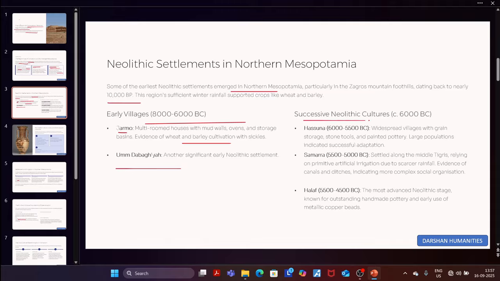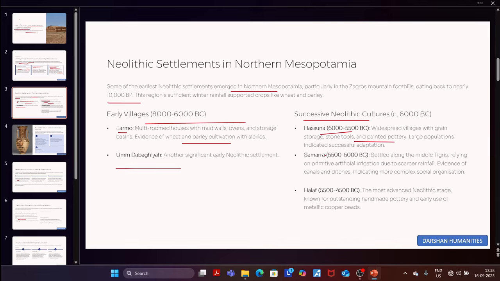Successive Neolithic cultures emerged from around 6000 BC. Food production was widespread, which led to further evolution in the Neolithic culture. First came Hasuna from 6000 to 5500 BC. It was a widespread settlement with multi-room houses and grain storage, used stone bladed sickles, and produced painted pottery with geometric designs. Hunting became a secondary activity, which is quite obvious owing to the fact that now people are settled and involving themselves with agriculture.